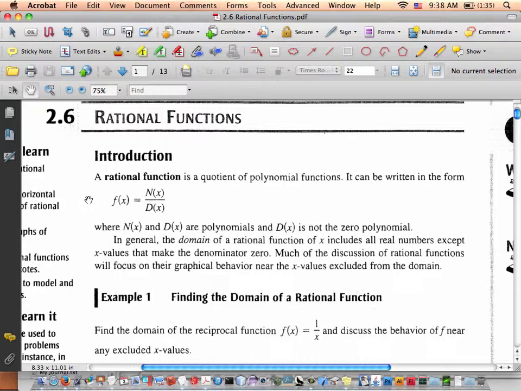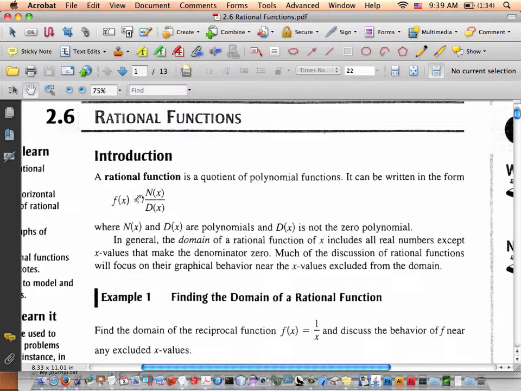This is 2.6. This is rational functions. And these puppies are important, so we've got to make sure that we spend just a little bit of time on these. Make sure we get this right. We don't want to get this wrong. Okay? So Joshua, a rational function is a quotient of polynomial functions. It can be written in the form of f of x equals numerator over denominator. You with me? Numerator over denominator.